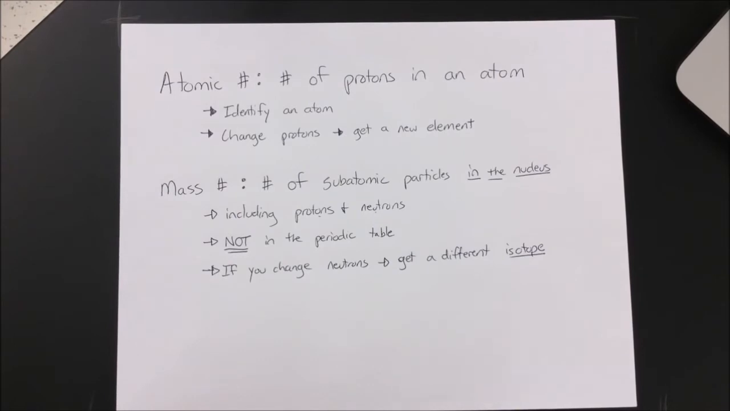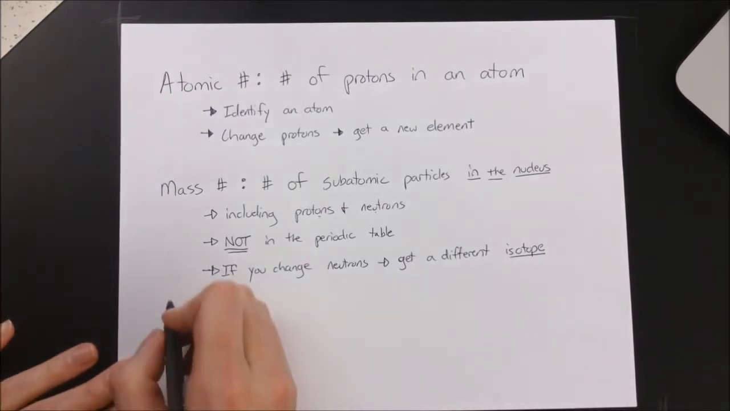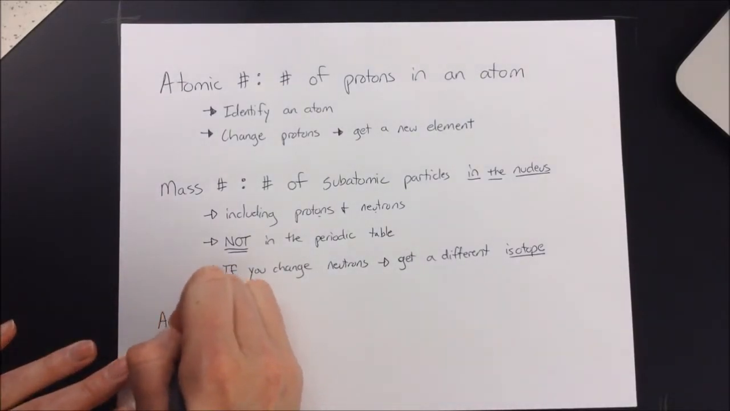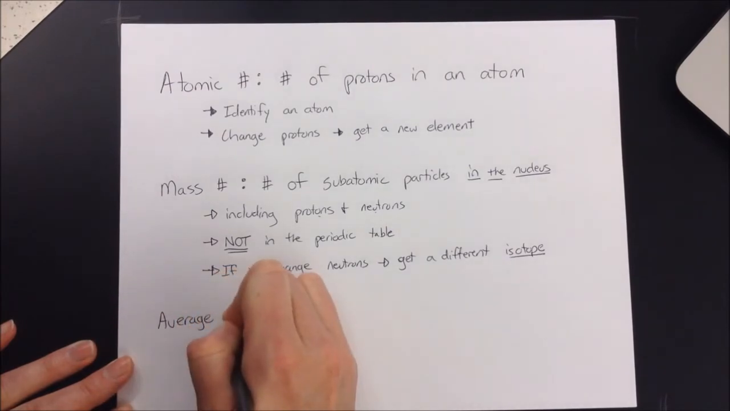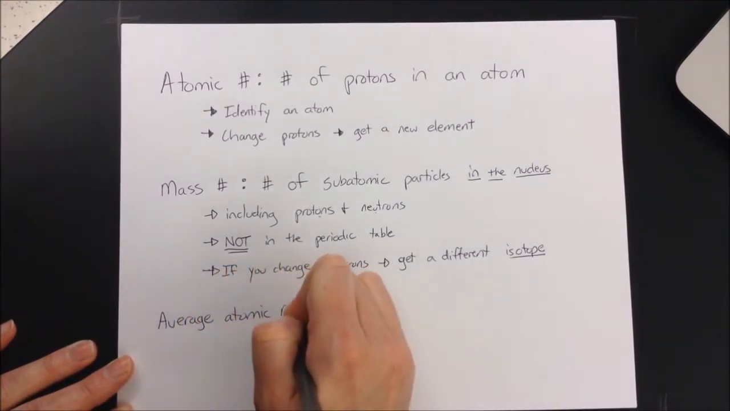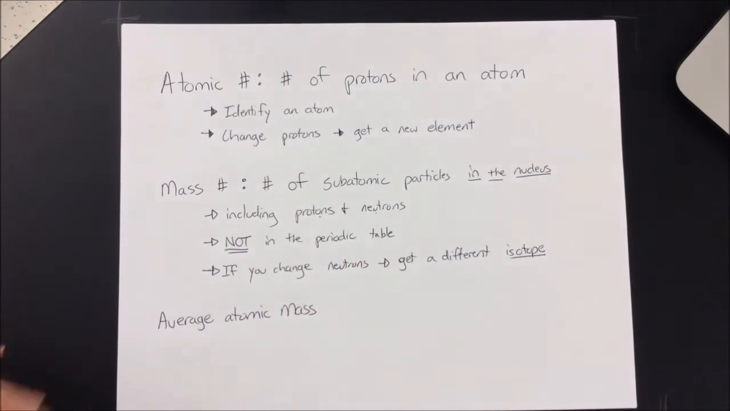And that's why we can't have it in the periodic table, because each element has a couple of different isotopes that it might need to list. And if we listed the mass numbers, then we'd have a lot more information to put in the periodic table. So what is in the periodic table is the average atomic mass. It's not the mass number, and sometimes it's called the average atomic weight. Sometimes it's just atomic weight or atomic mass, but it's an average.